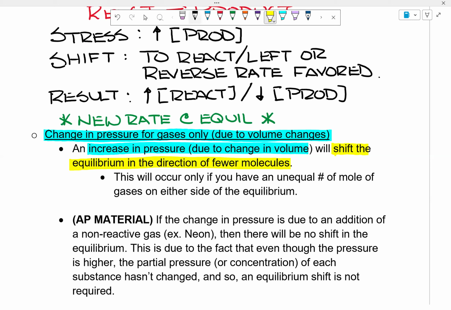Okay, you could think of it as having a lower entropy. So if you increase the pressure due to a change in volume, the equilibrium will shift in the direction of fewer molecules or favor the side with lower entropy. Now, one thing for you to be aware of is this. Notice the inverse relationship between pressure and volume. So when you increase the pressure, the volume is less.